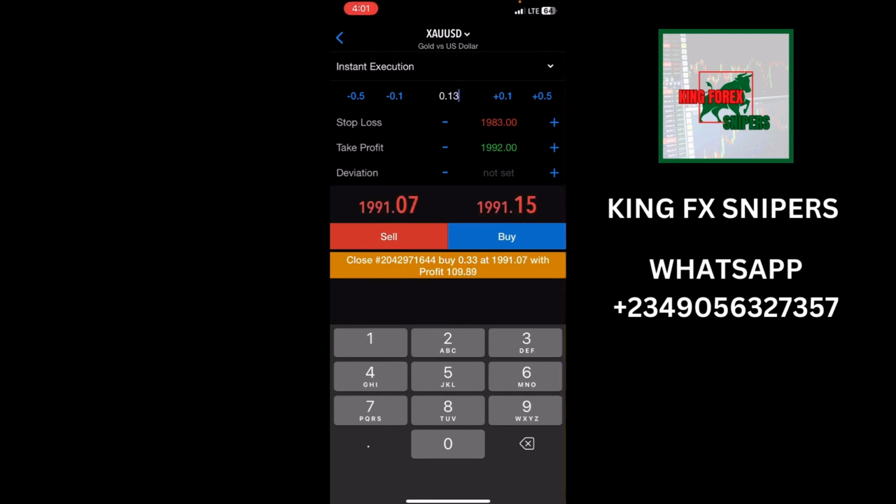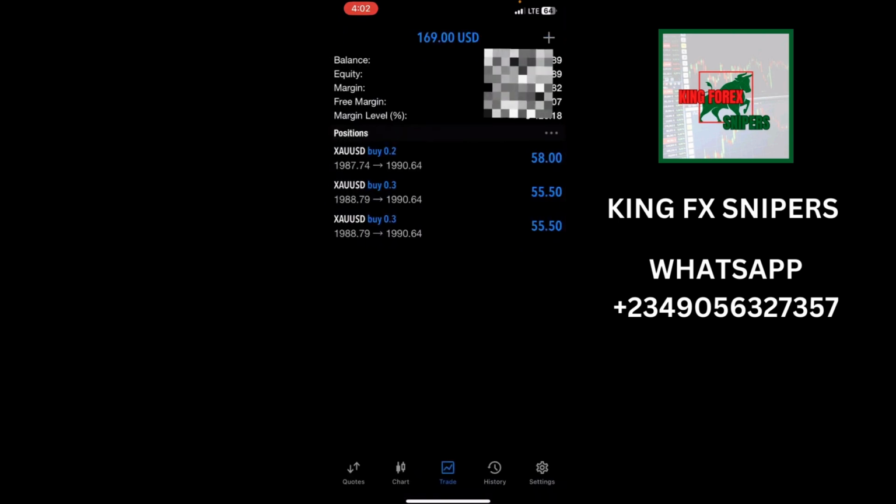Yes, so you now close at this price. So when you close, the trade is going to keep running now on 0.13 lots and not the 0.33 lots as earlier. That is how to take partial profit. So I just come here and close. See, it closed with 0.13. Now my 0.20 is still running, as you can see here.